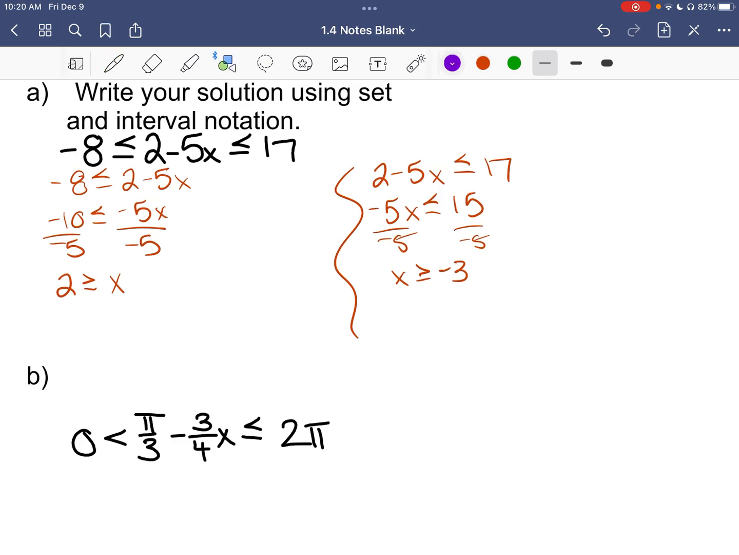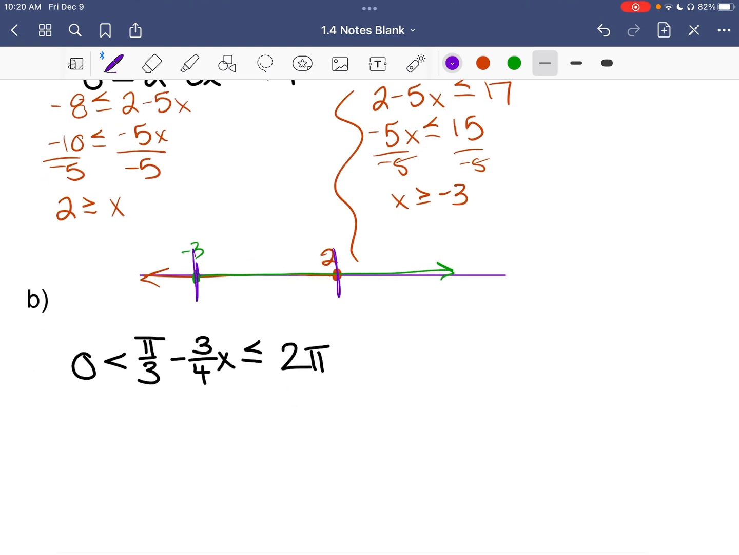So what we are looking for, if we were to have a number line, we have x is less than 2, so if 2 sits right here, we have x is less than that. But we also have at negative 3, x is greater than that. When you have double inequalities, you are looking for the intersection between the two areas. So in our case, that is from negative 3 to 2. Those are both inclusive, so we would give it square brackets, and that would be our solution.